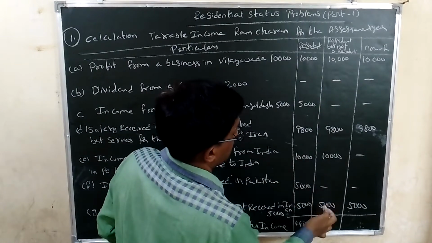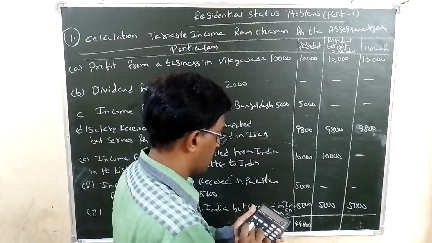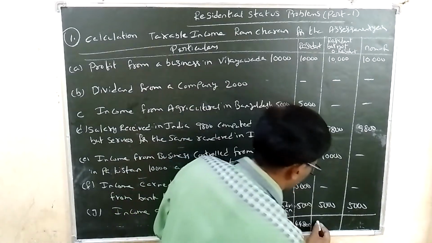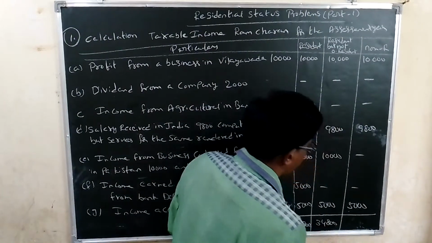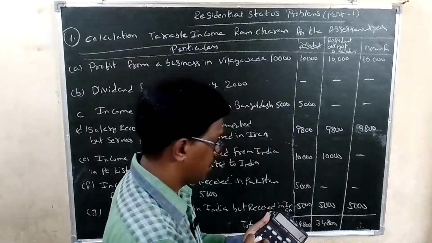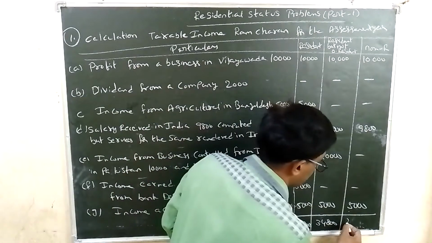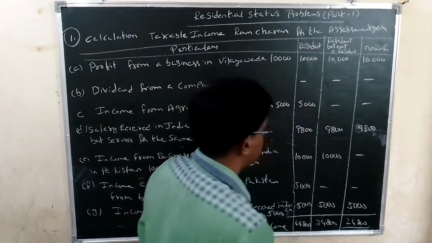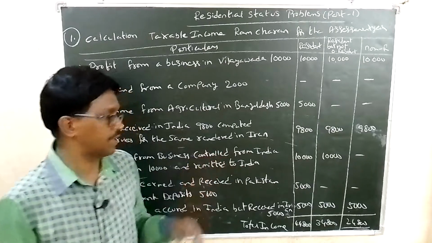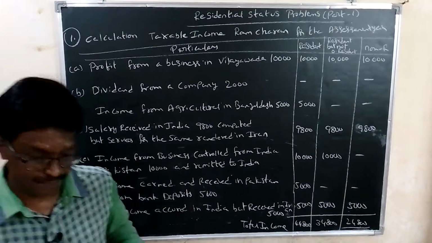Next, 10, 20, 25, 25,000 plus 9,800, 34,800. Next, 10 plus 5, 15,000 plus 9,800, 24,800. This is the total income of Ram Charan for the assessment year. Next, we have to see another problem.